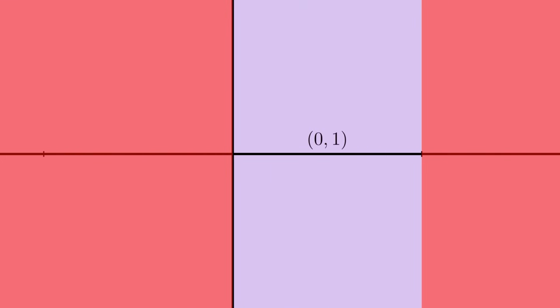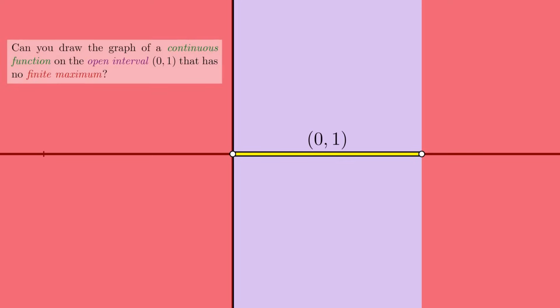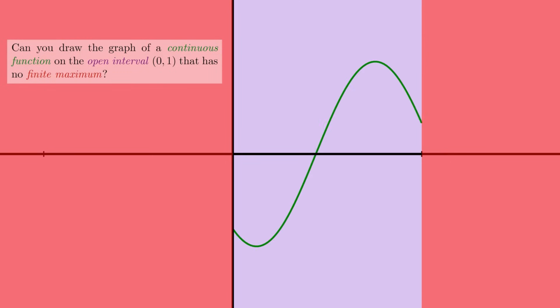Let's start things off with a puzzle. Say I give you a bounded segment of the x-axis, maybe the open interval from 0 to 1. So all real numbers strictly between 0 and 1, but not including 0 and 1 themselves. Can you draw the graph of a continuous function that has no finite maximum on that interval? That is, can you draw a single continuous curve moving from left to right that has no highest y-coordinate?